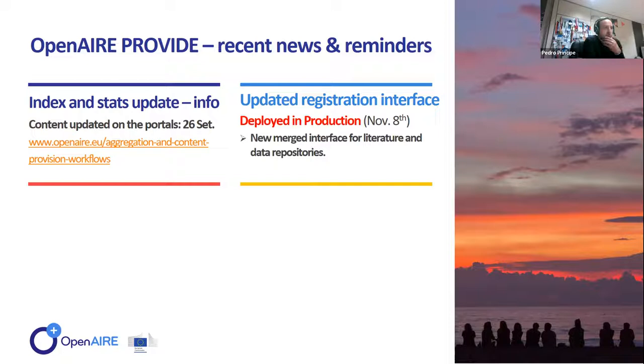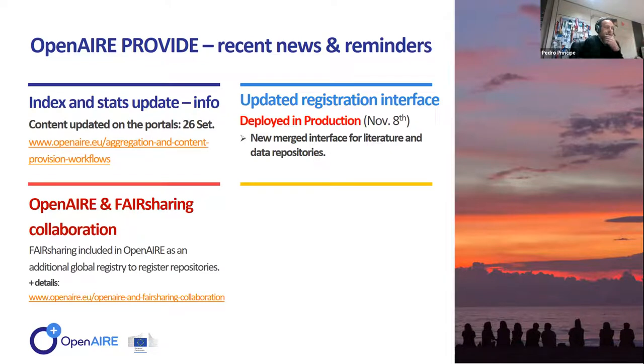The other novelty is the upgrade that we did to the interface, mainly related with the registration process and with the fact that we now have this collaboration between OpenAIRE and FAIRsharing, the result of which is the integration of FAIRsharing directly also as an authoritative directory in OpenAIRE Provide. The deployment in production of this update was done really recently. So if you find any issue, please report to us. We are aware of one or two. We have already fixed some bugs, even yesterday and the day before, that we found.